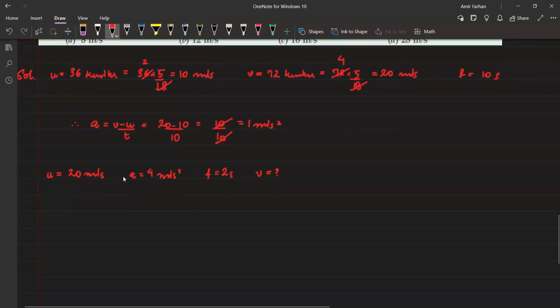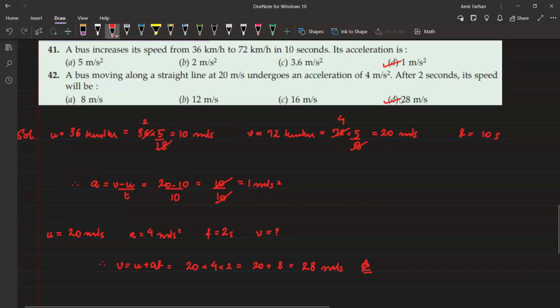This question will be solved by the first equation of motion, that is v equals u plus at. So u is 20 plus acceleration 4 into 2, that is 20 plus 8. So that is coming out to be 28 meter per second. So the D option, 28, is correct.